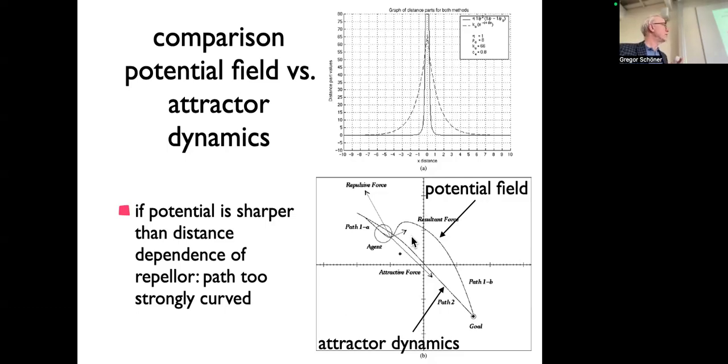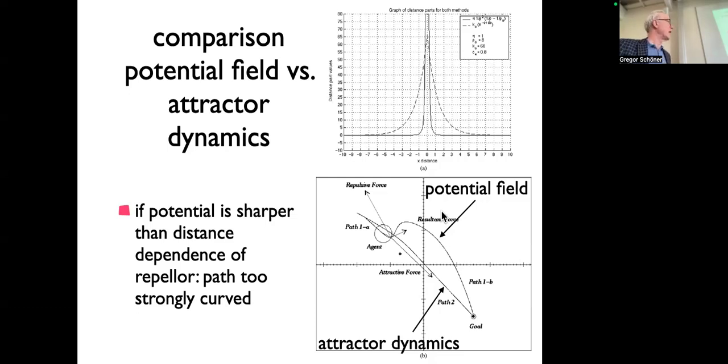And so, roughly speaking, when the potential is sharper in space than the distance dependence of the repulsion term in the attractor dynamics approach, then the attractor dynamics approach makes a smooth trajectory and the potential field makes these very abrupt trajectories. It's very intuitive that there are steep things and you run into that, and now you're totally determined by the obstacle. The only thing you do is get away from it, orthogonally away from it. And so you don't take into account that you're actually heading somewhere.